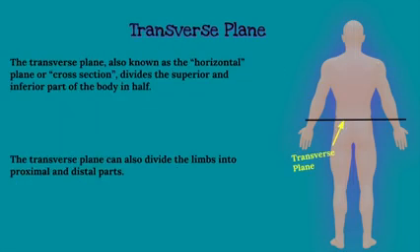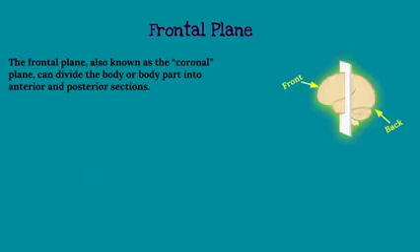The transverse plane, also known as the horizontal plane or cross-section, divides the superior and inferior part of the body in half. It also can divide the limbs into proximal and distal parts. The frontal plane or the coronal plane divides the body or body parts into anterior and posterior sections.